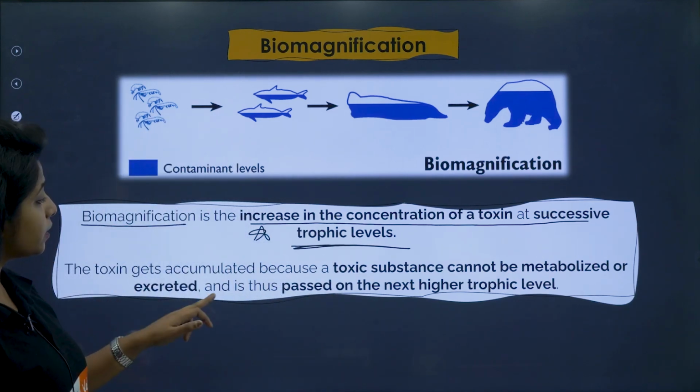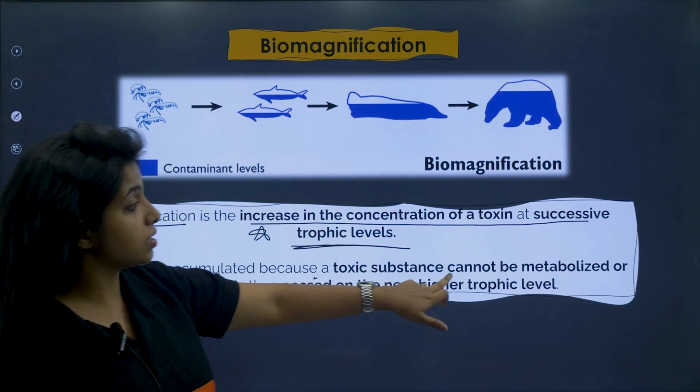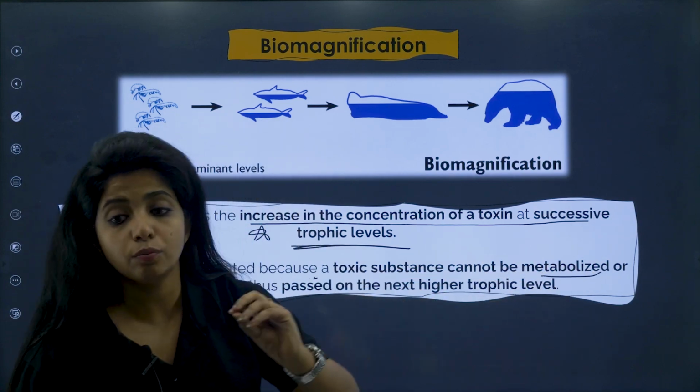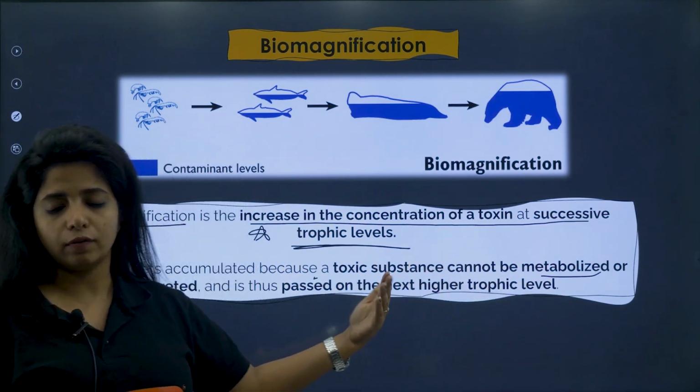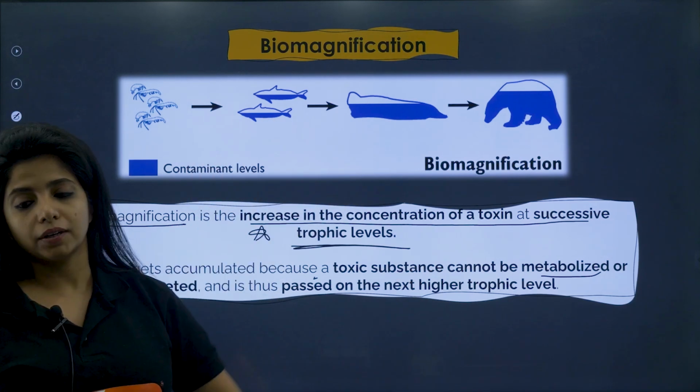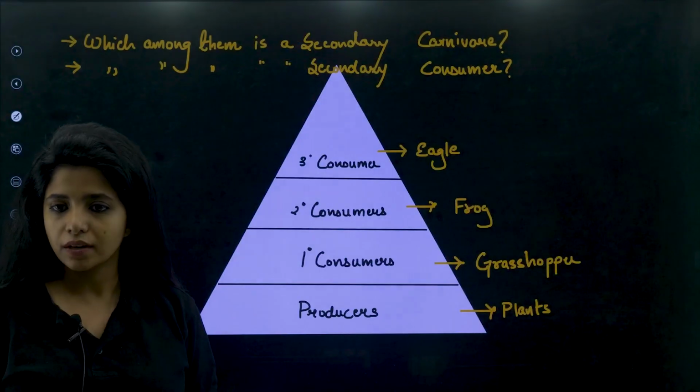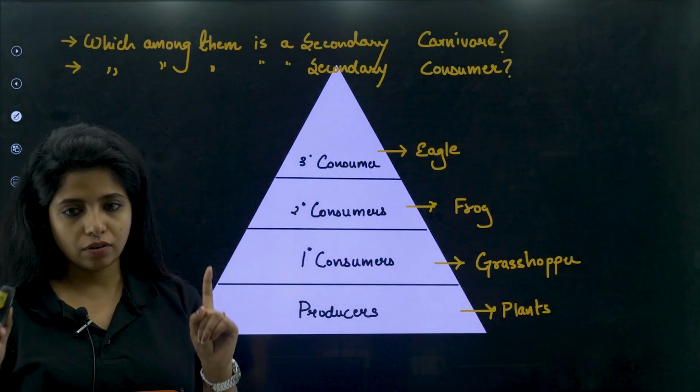Why is it happening? Because the toxin is getting accumulated, because the toxic substances cannot be metabolized, that means broken down, and hence are passed on to the next higher trophic level. So, the other organism which eats it will have it. This is known as biomagnification. So, biomagnification, bioaccumulation, remember that.